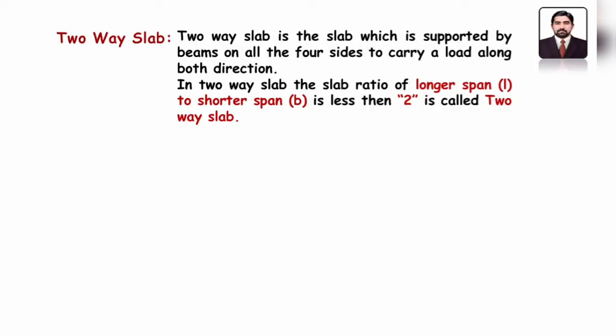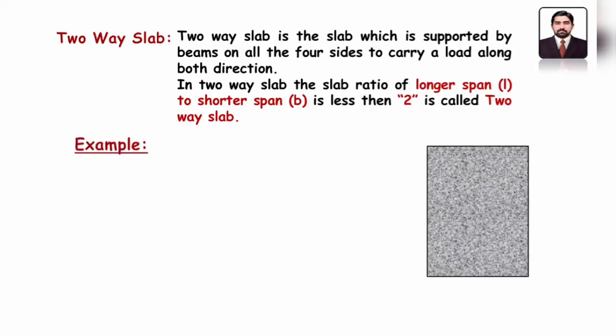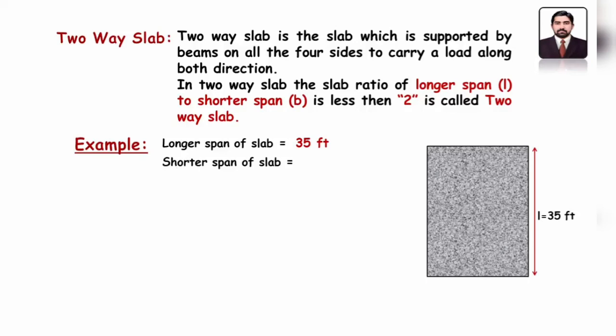For example, this one is the slab and the longer span of this slab is 35 feet. This one is the longer span and it is 35 feet. The shorter span of this slab is 20 feet. This one is shorter span and it is 20 feet.